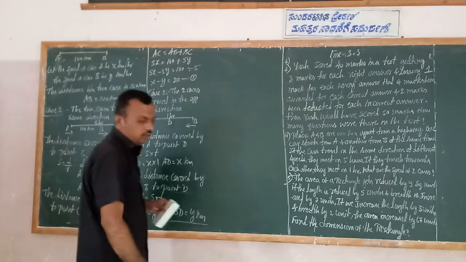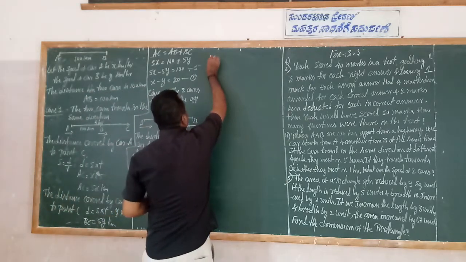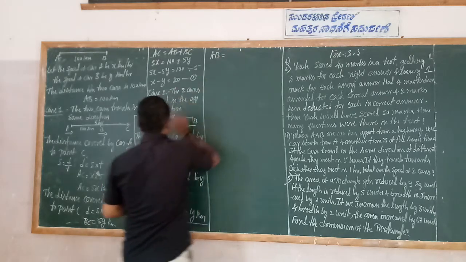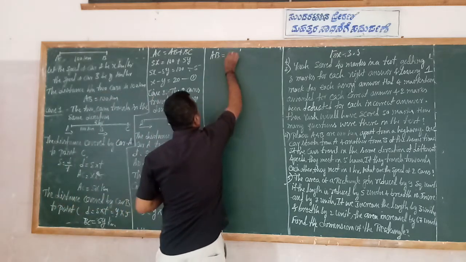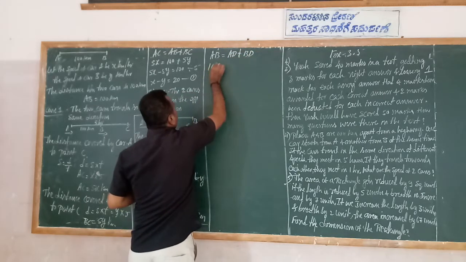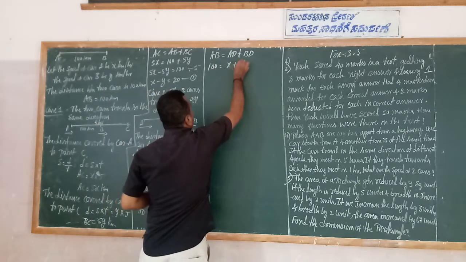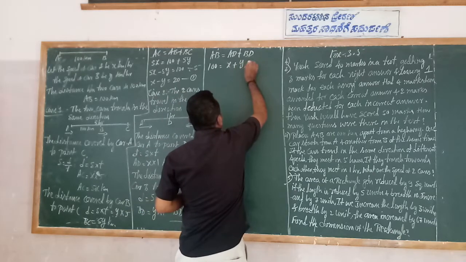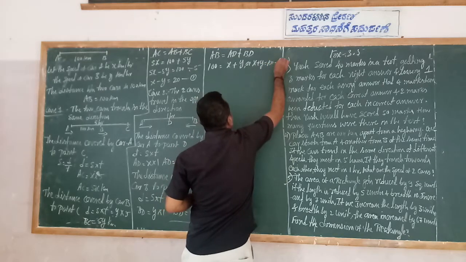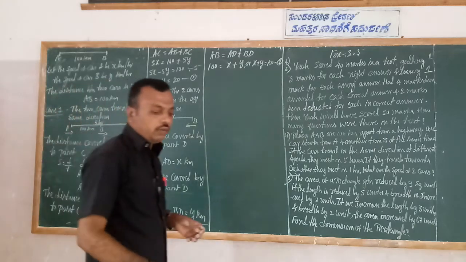Okay, the next. See, AB is equal to AD plus DB, correct? AD plus BD. See, AB means 100. AD means x kilometer per hour, x plus y. Therefore x plus y is equal to 100. So this is equation number 2. Solving 1 and 2, you will get the x and y values. Easily you will get it.